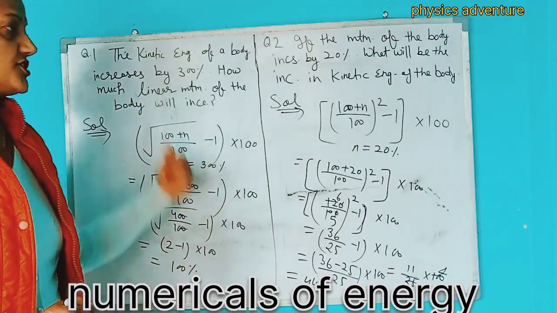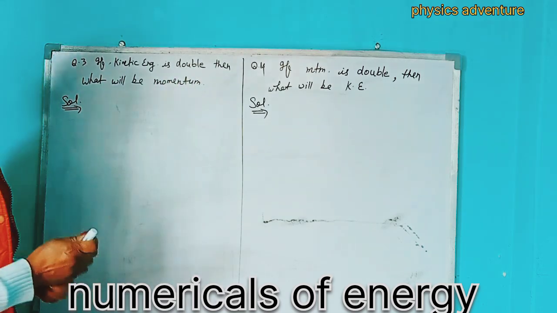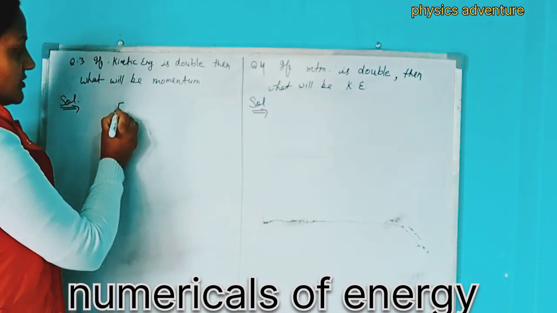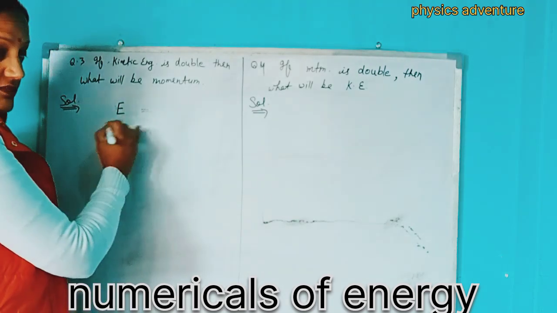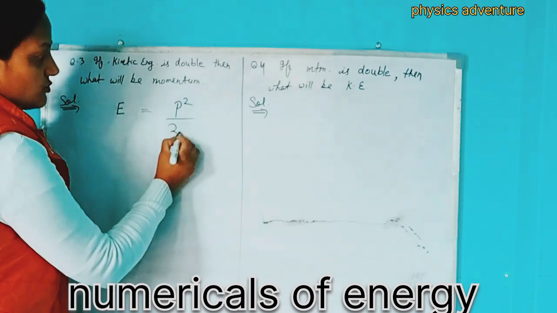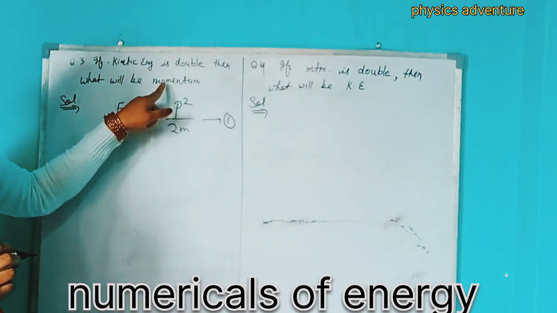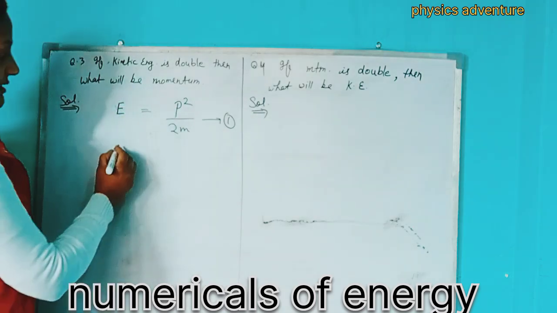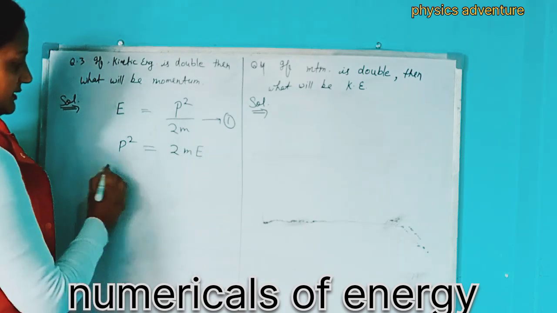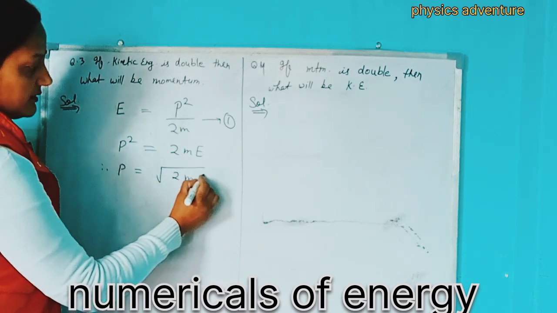Now we will discuss question number 3. The third question is: if kinetic energy is doubled, then what will be the momentum? As we discussed in the previous lecture, kinetic energy is denoted by E, and the relation between kinetic energy and linear momentum is E equals P square upon 2m. This is equation number 1. Then what will be the momentum? We have to find linear momentum. P is linear momentum. So P square is equal to 2mE. Therefore P is equal to the square root of 2mE.